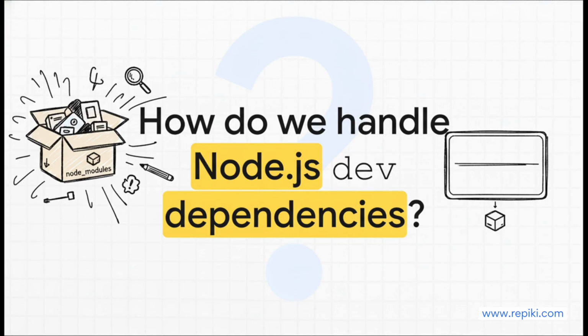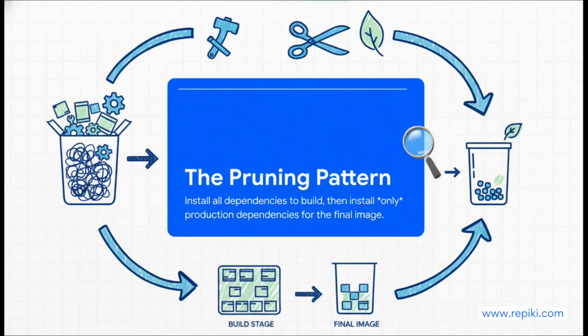It's that gigantic node_modules directory. It gets packed with development tools, testing frameworks, linters, bundlers, all stuff that is completely useless in a production environment and just adds bloat and security risks. The solution here is called the pruning pattern.